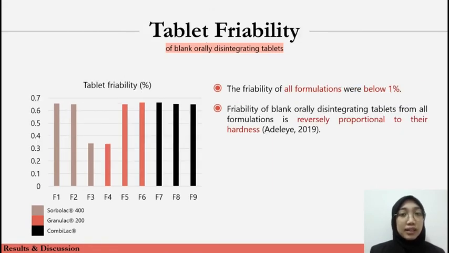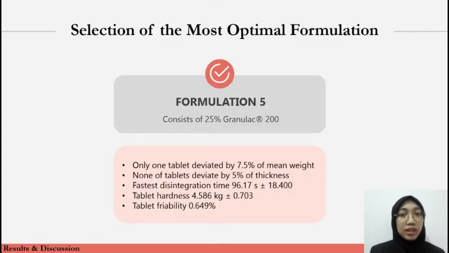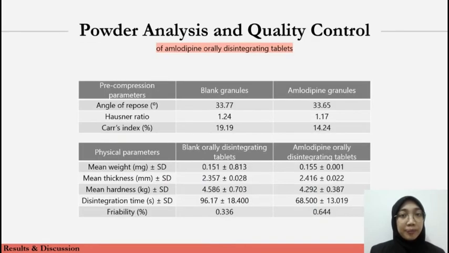For the friability test, all formulations have a friability below 1%, and the friability is also inversely proportional to their hardness. After all tests were conducted, formulation 5 was chosen as the most optimal formulation because it complied with all tablet requirements and has the faster disintegration time. Then it was incorporated with amlodipine as the model drug and tested again. The addition of the active ingredient into the formulation did not much affect the tablet physical properties when we compare before and after incorporation of amlodipine.